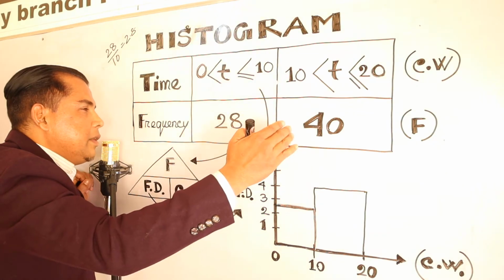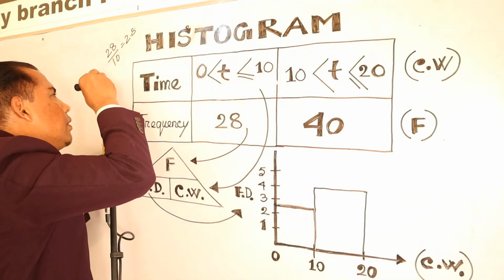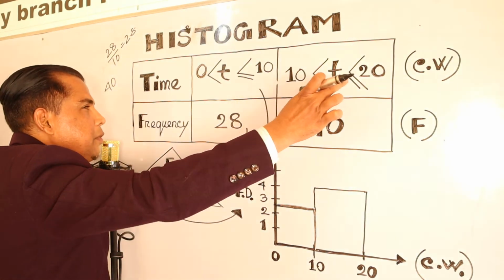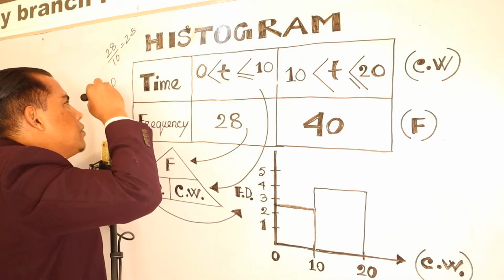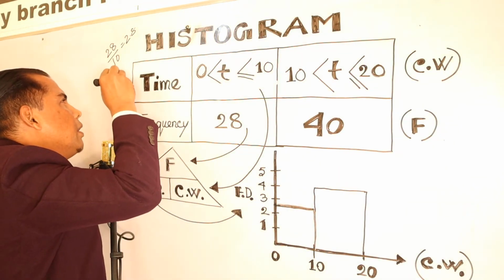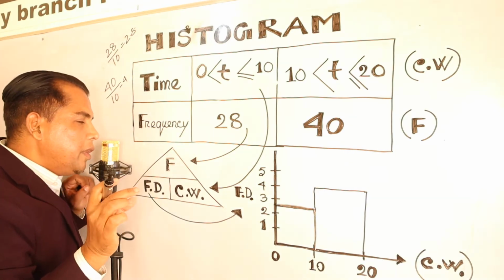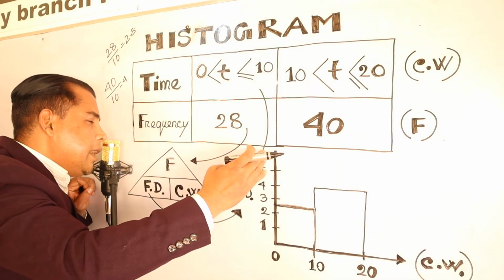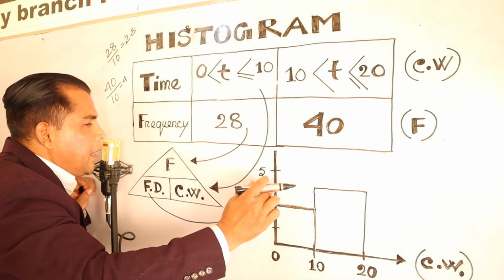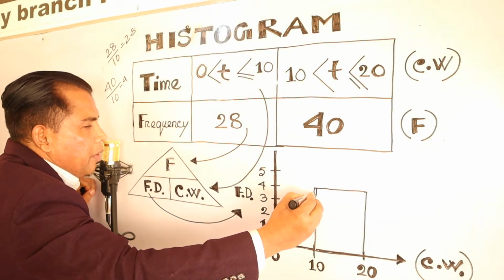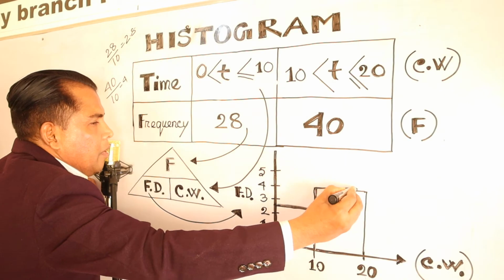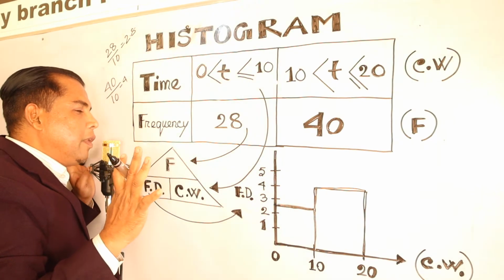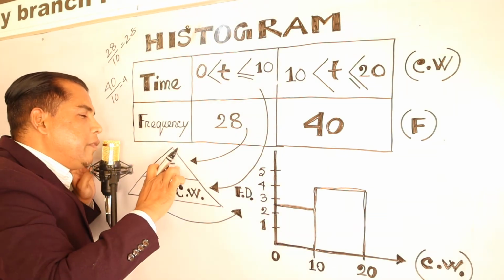In the second phase, you are watching the frequency is 40, right? 40. And class width 10 to 20, class width is 10. So 40 divided by 10, the result is 4. 4 means frequency density. And as I told, frequency density means this line, so 4 has to be taken. So these have to be drawn. This is the histogram. So the two frequencies have been drawn.